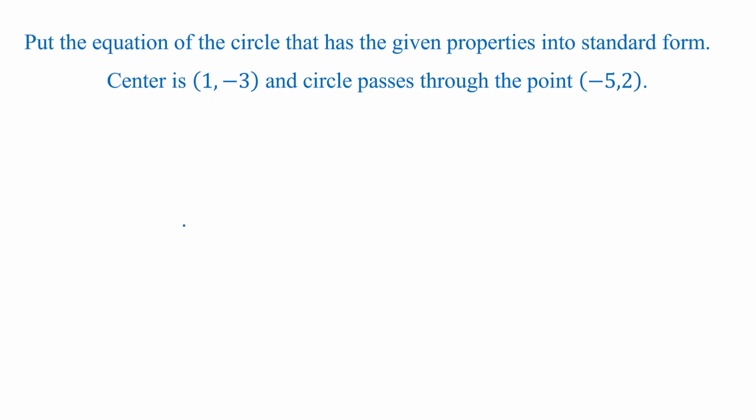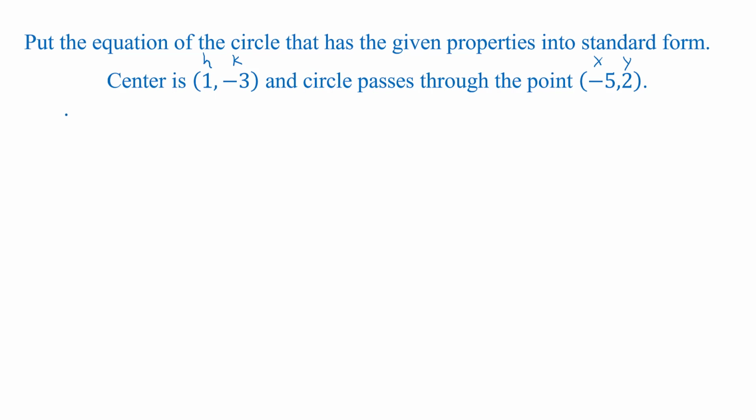Now, let's put the equation of a circle with given properties into standard form, where here the properties are that the center is (1, -3), and the circle passes through the point (-5, 2). So here we have (h, k) = (1, -3), and a point on our circle, the point (x, y), where x is equal to -5 and y is equal to 2.